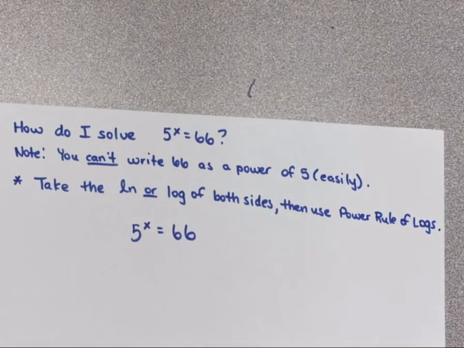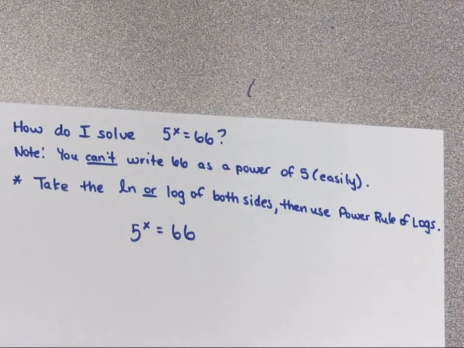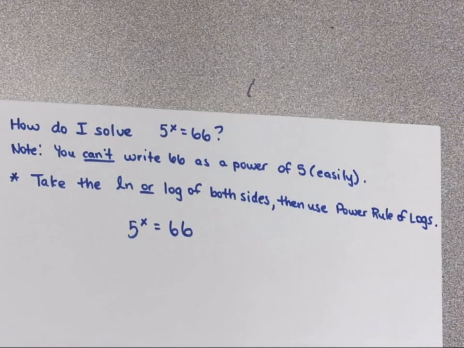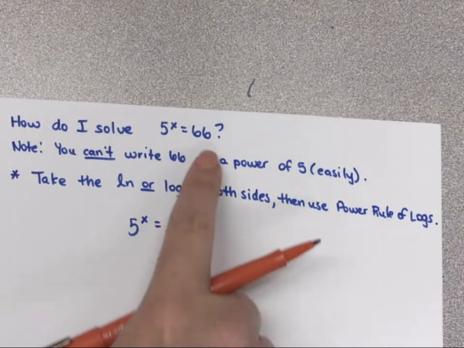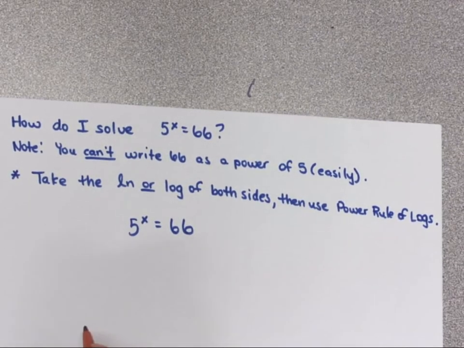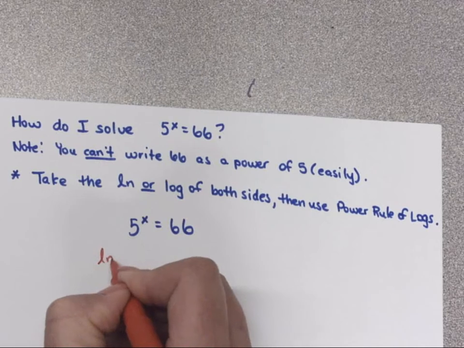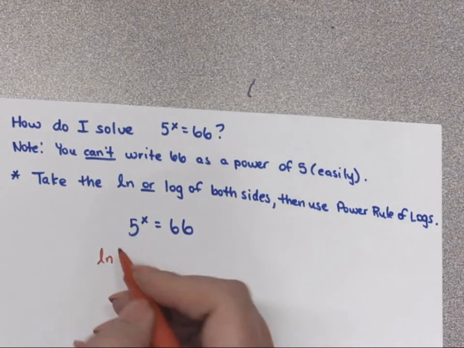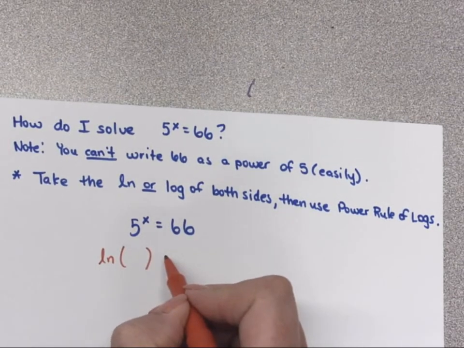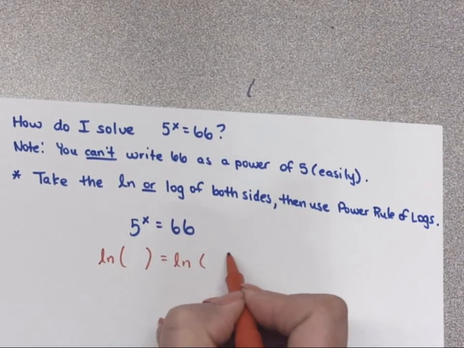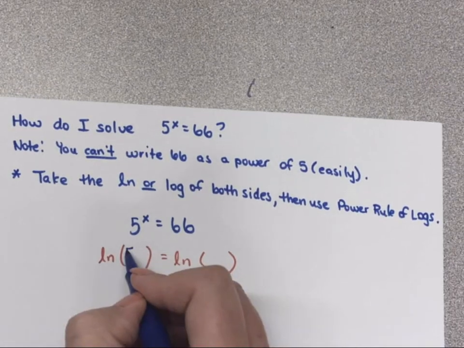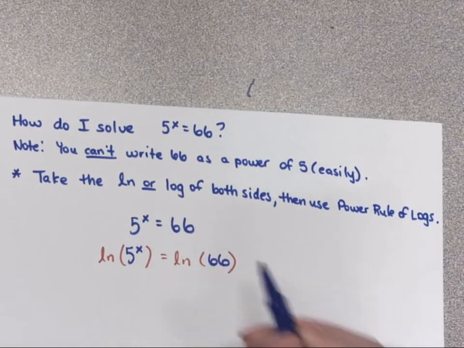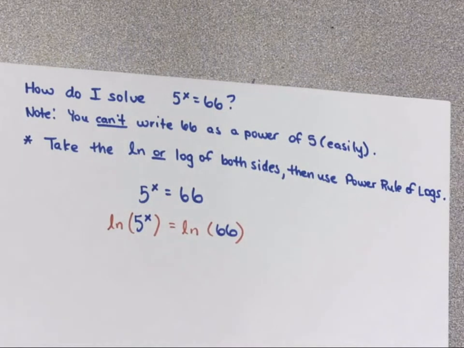So let's take this problem again, and we're going to go through some steps. If I wanted to solve this, remember I said I can't write 66 as a power of 5 easily, so I'm going to take the natural log of both sides. Just to be clear, I'm not multiplying by ln. ln is not a number. ln is an operation. It's a thing you do, like multiplying, like dividing.